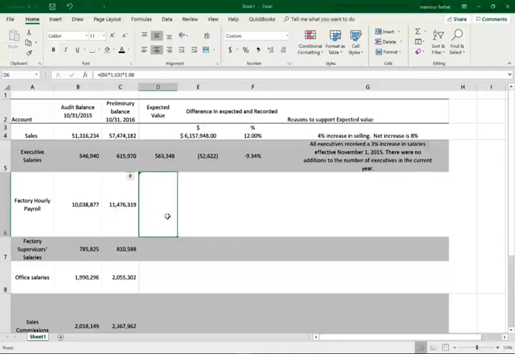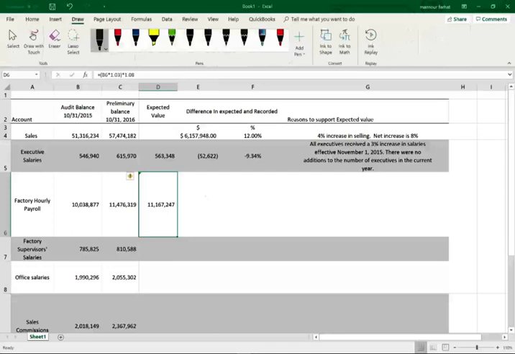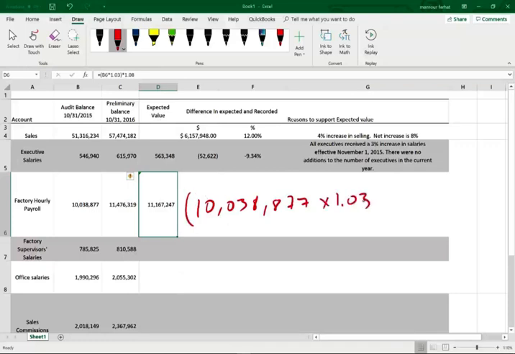Well, for one thing, I'm going to take last year's balance. Here's what I'm going to do. I'm going to take last year's balance, which is 10 million. I need to write stuff down because it's not just a straight formula. So I'm going to take last year's balance, which is 10,038,877, and that's normally going to increase by 3%, times 1.03.